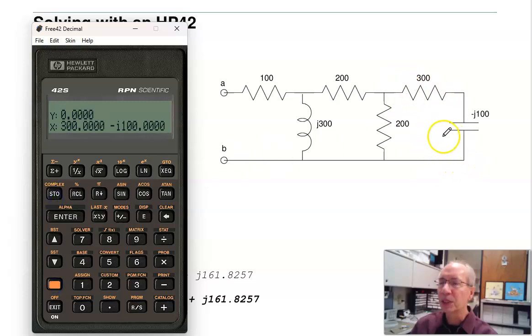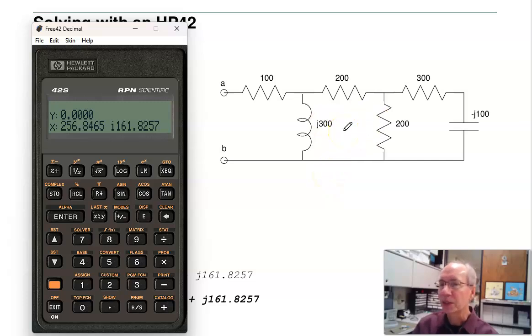There's 300 minus J100 in parallel with 200. So take the inverse, take 200, inverse, add inverse. This is 123 minus J15 ohms, in series with 200, in series it adds, in parallel with J300. So take the inverse, take 0, enter 300, complex, there's J300. Take the inverse, add inverse, add 100, done. Piece of cake on an HP.